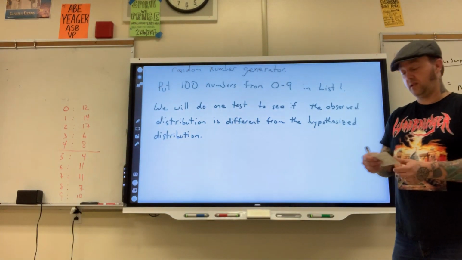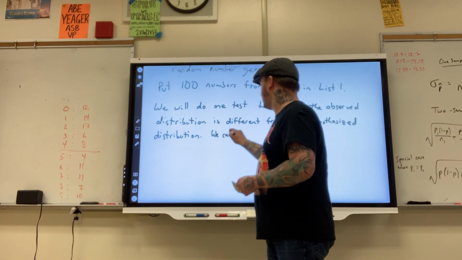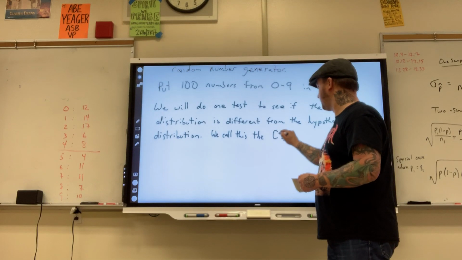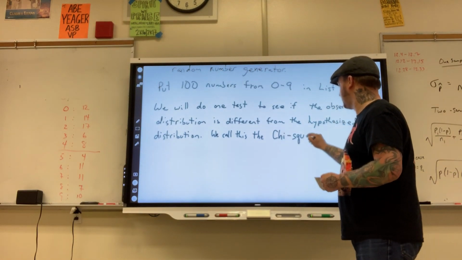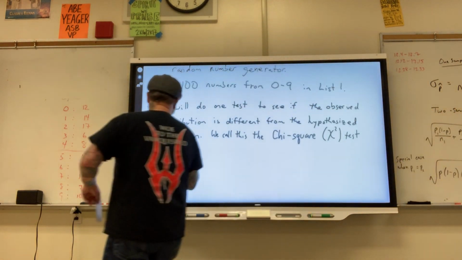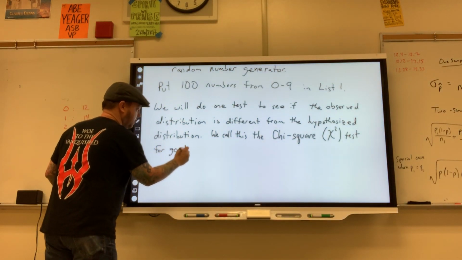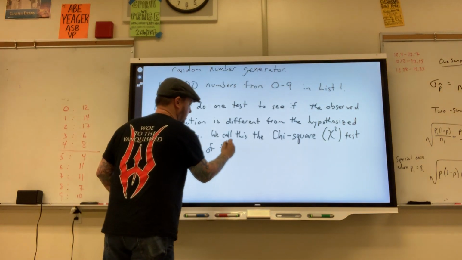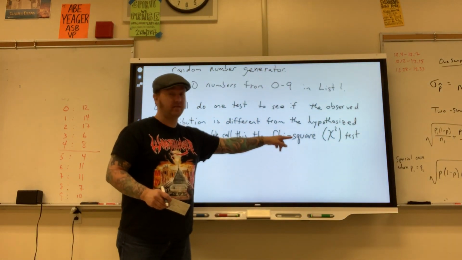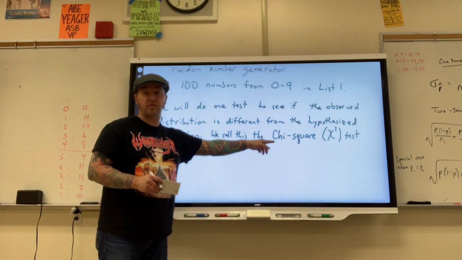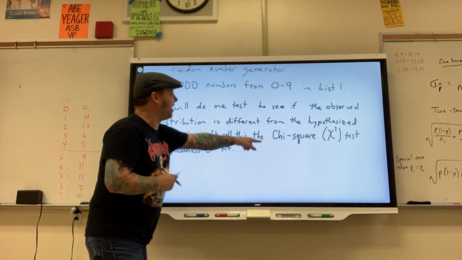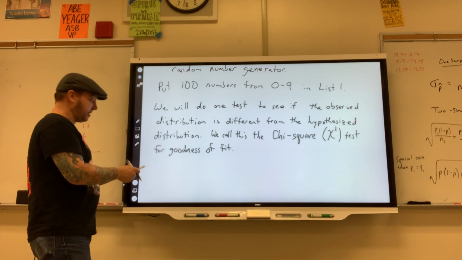Okay, so we call this the chi-square test for goodness of fit. Now, you'll notice it's chi-square, not chi-squared. It's just one of those things. It's pronounced chi, not chi. If it were a chi test, it'd be a t-test. All right. Chi-square test for goodness of fit.